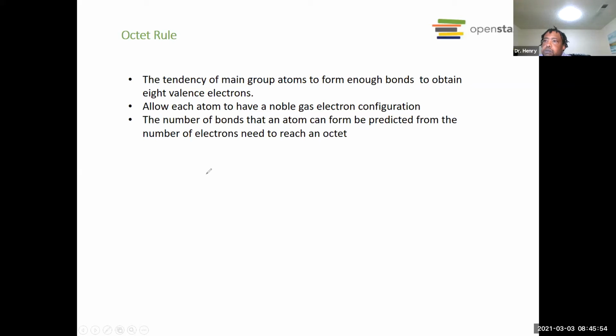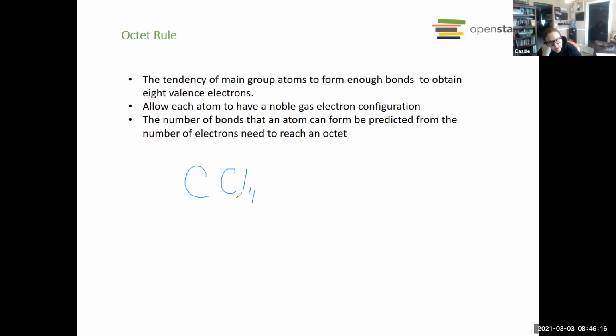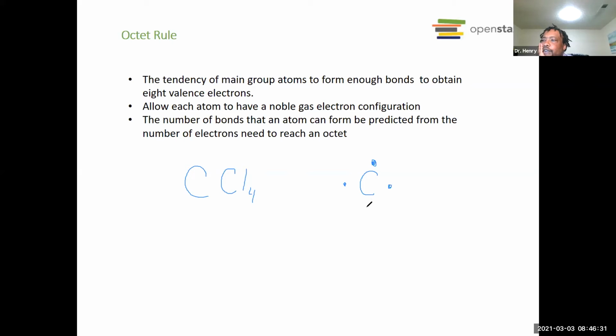Let's say we have CCl4. When we're talking about compounds, the atom that is the weakest in terms of electronegativity is always going to be your center atom. So who is weaker in electronegativity, carbon or chlorine? Carbon. Okay, so carbon is going to be our center atom. How many valence electrons does carbon have? 4. And we have four chlorines. How many valence electrons does chlorine have? Seven.